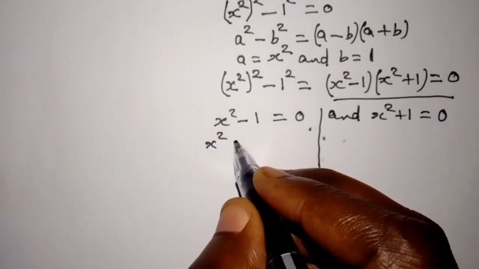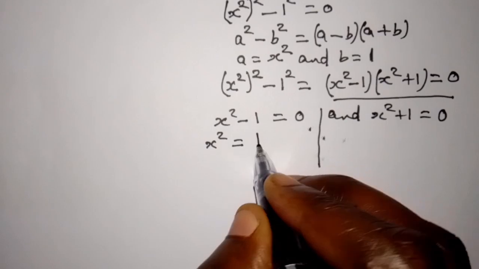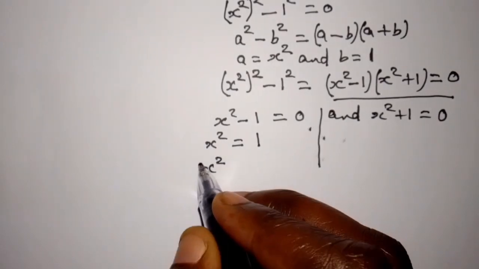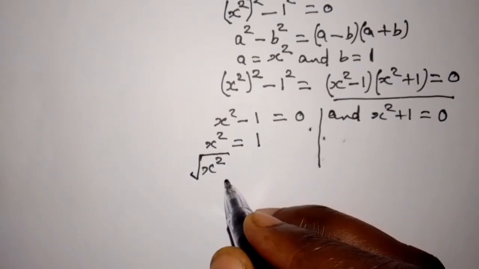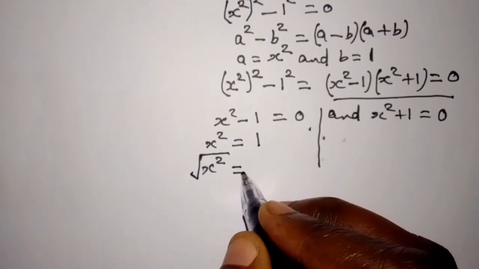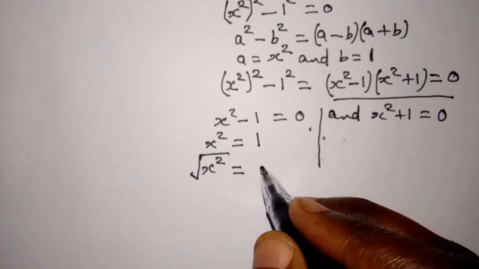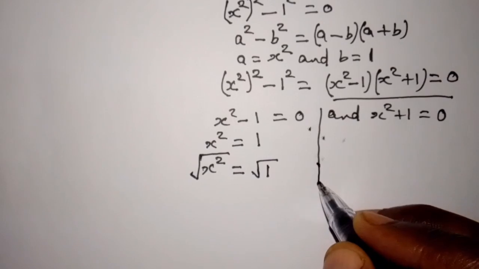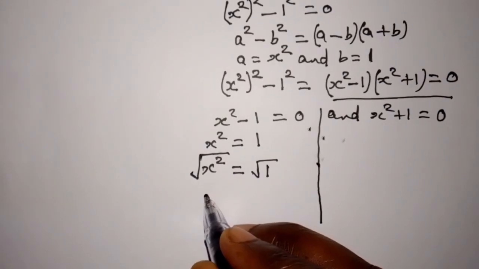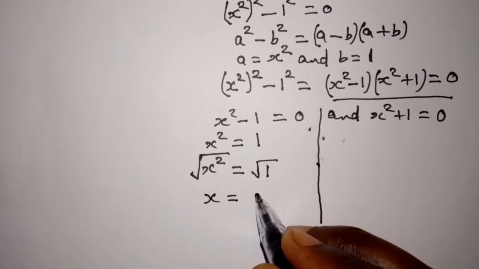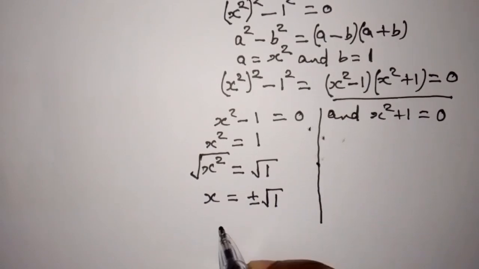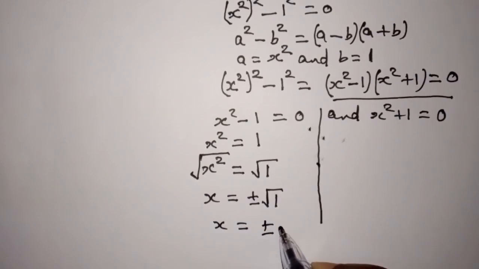x squared is equal to 1. We can take the square root of both sides. Square root of x squared is equal to square root of 1. x is equal to plus minus square root of 1. x is equal to plus minus 1.